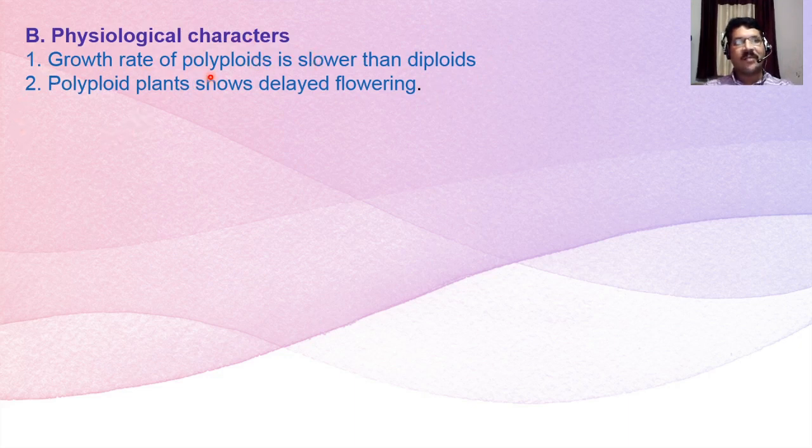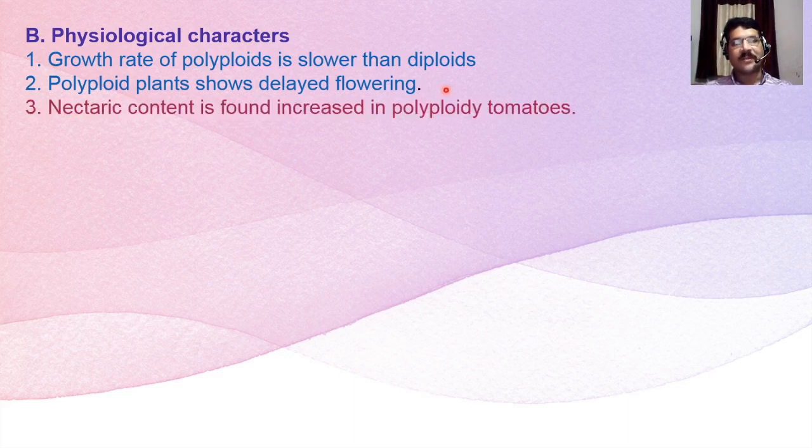Second important character is that polyploid plants show delayed flowering. So these plants flower later as compared to the diploid plants. They will produce late flowering as compared to diploids. Next, nectar content is found increased in polyploid tomatoes.